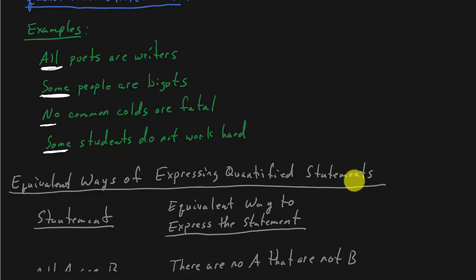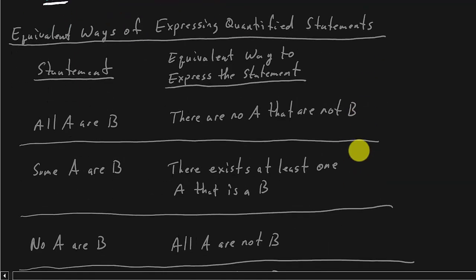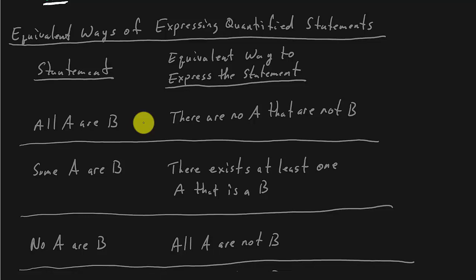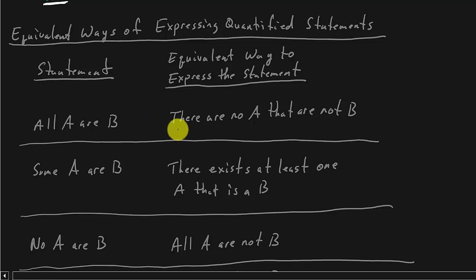And here are some different ways we can express quantified statements. All A are B. There are no A that are not B. These mean the same thing. It's just a different way to write it. One's a little more complicated to write than the other. Would we talk like this? Probably not. We would probably say something like this. All A are B. Or there are no A that are not B.